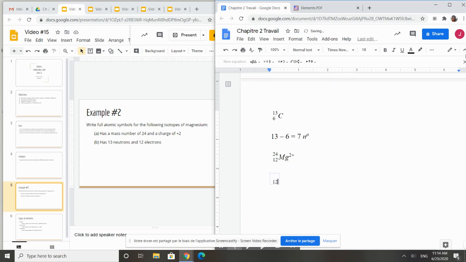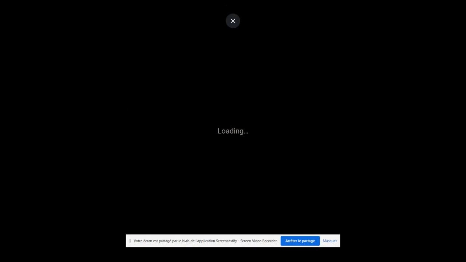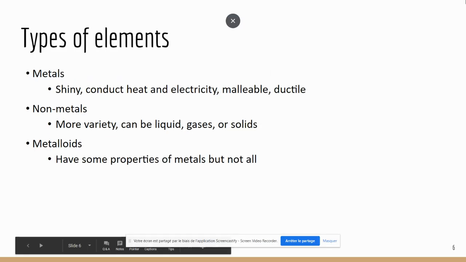Again, since it's magnesium, its atomic number is 12. It says this time 13 neutrons, so I have to do 12 plus 13. So 25 is the mass number. It's magnesium. And then it says it has 12 electrons, so there's no charge, so I don't need to label any sort of charge. It wouldn't necessarily be wrong to put a 0 there, but it's not something you'll ever see done, so I wouldn't do it. Pause here.